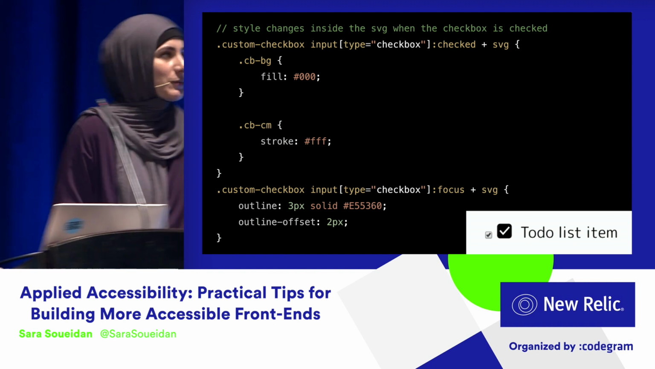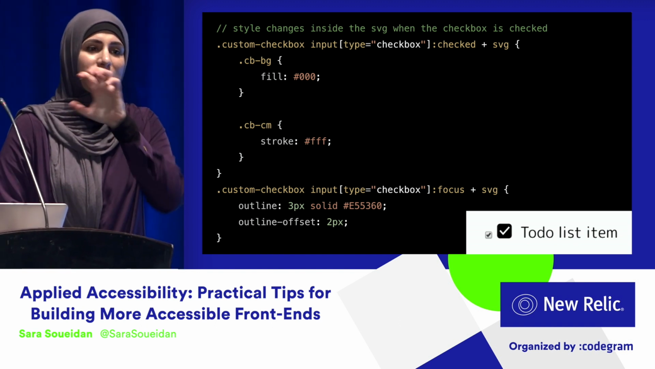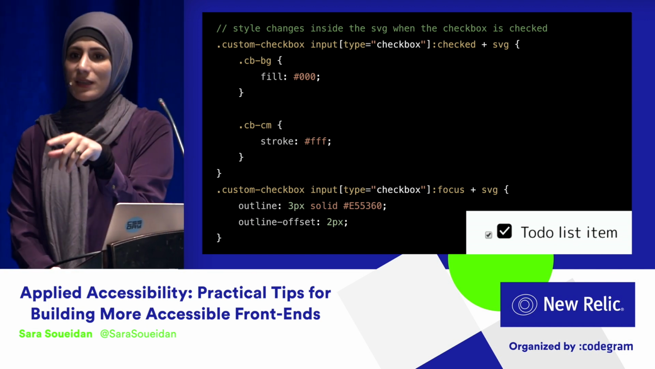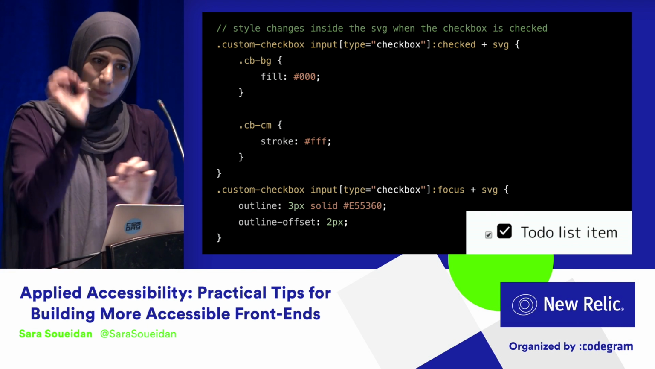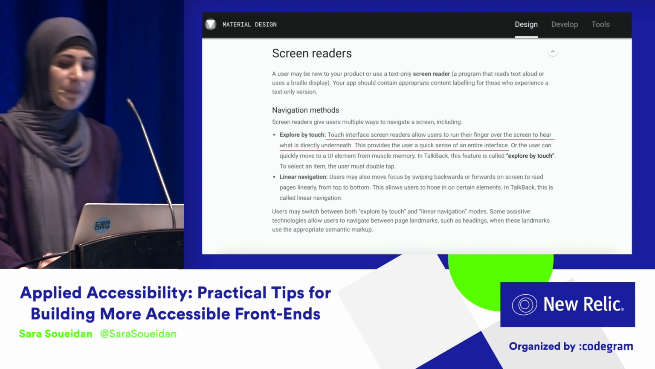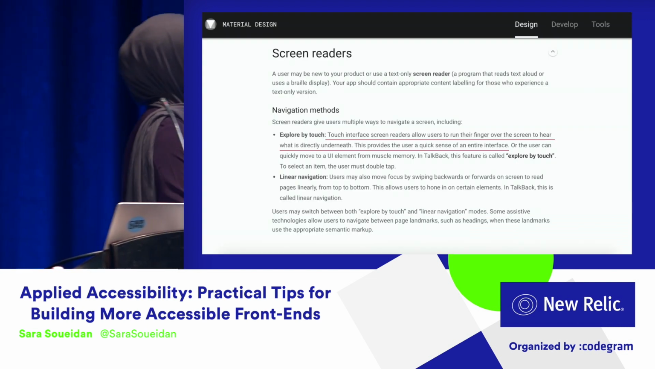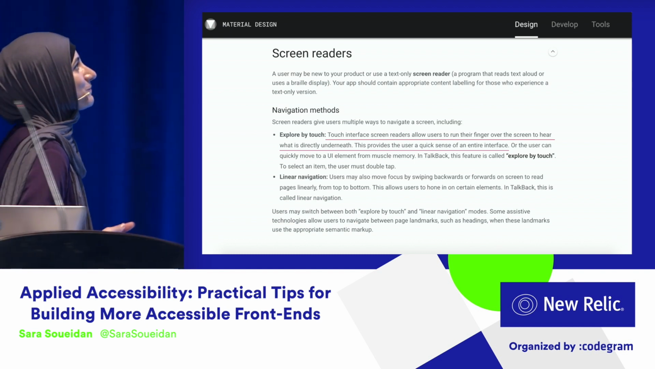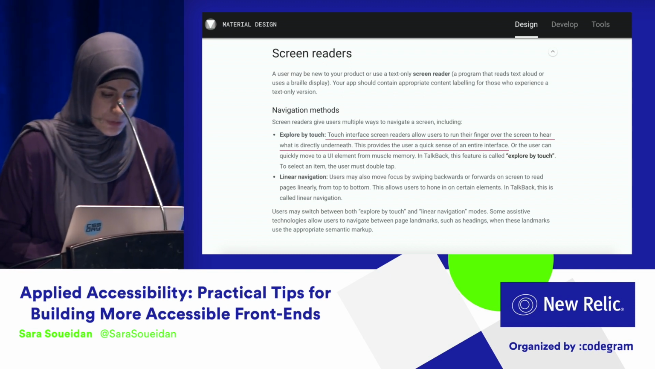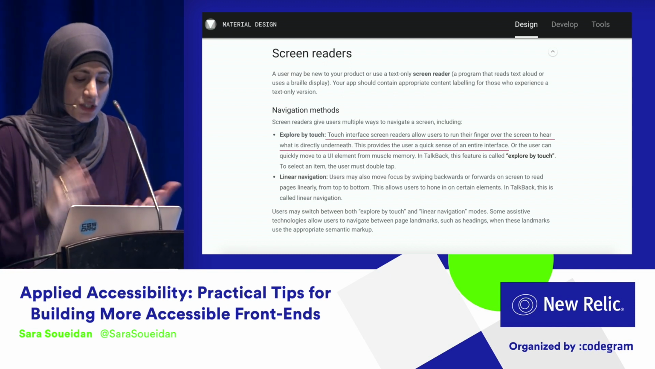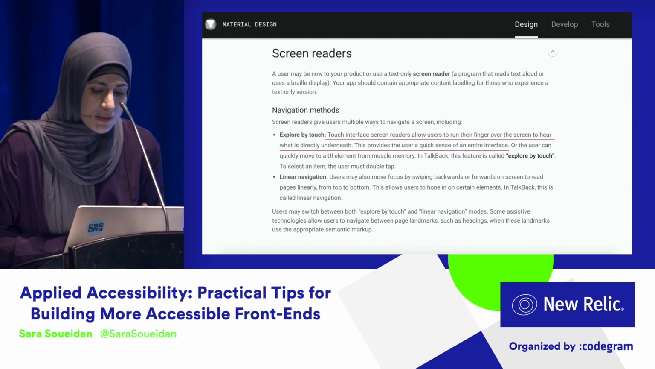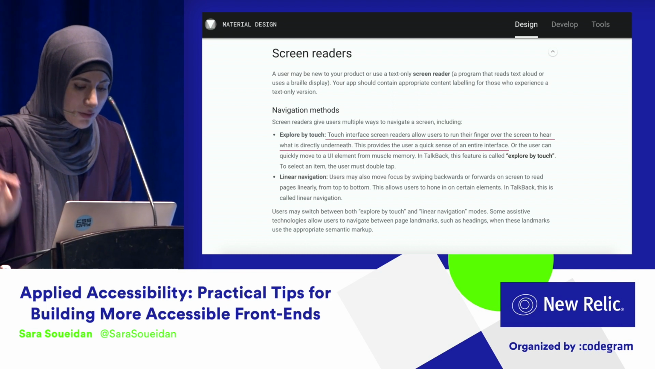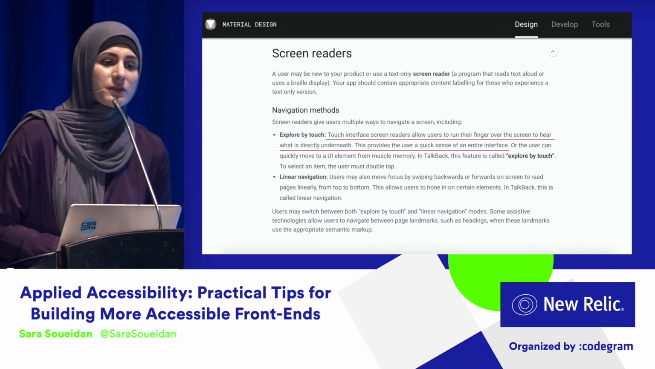So the thing that was wrong with the first suggestion, moving the checkbox out of the way, makes it completely inaccessible. And shrinking it using SR only to a very, very tiny 1 pixel thing also makes it inaccessible. Why? Because apparently, some users explore your websites by touch. So what does explore by touch mean? Touch interface screen readers, such as on mobile phones, allow users to run their finger over the screen to hear what is directly underneath. This provides the user a quick sense of the entire interface.